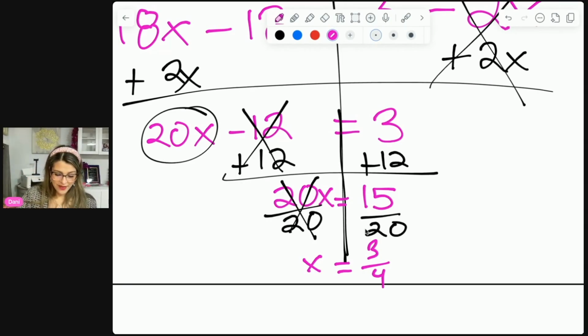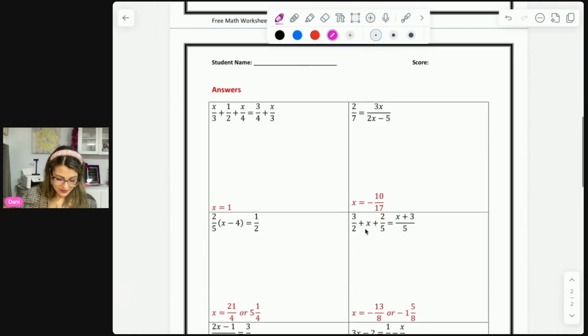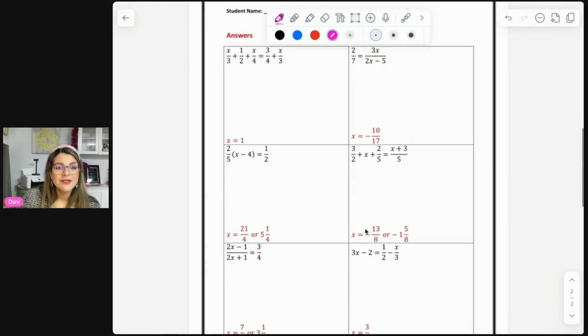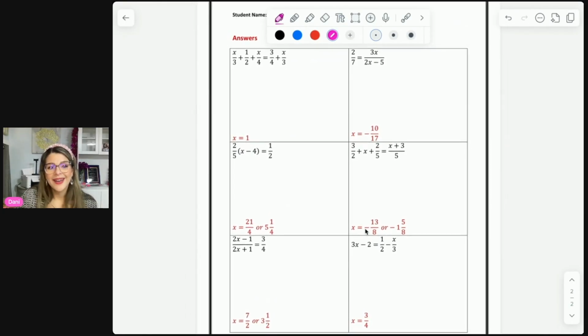So I hope that helps. I will show you the rest of this worksheet because I didn't go over all the problems. But if you wanted to solve some others, pause really quick. And there's the full answer key if you wanted to try a couple more on your own.